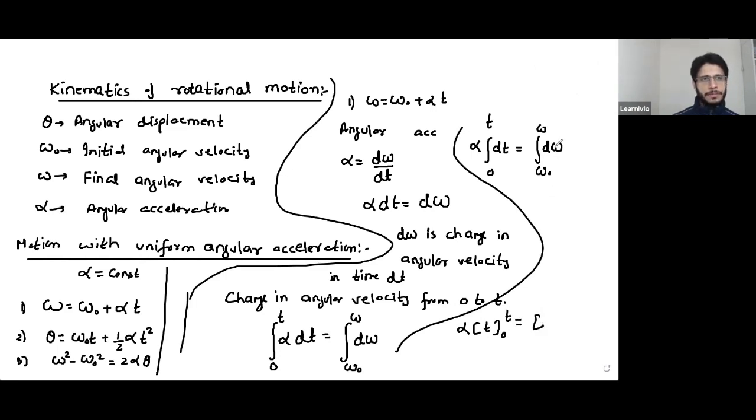What is d omega? Integral of d omega, with the limit from omega naught to omega. So that's alpha. If I substitute the limit, this is t minus 0, and this is omega minus omega naught. Got it? You got it. So that's the first equation.